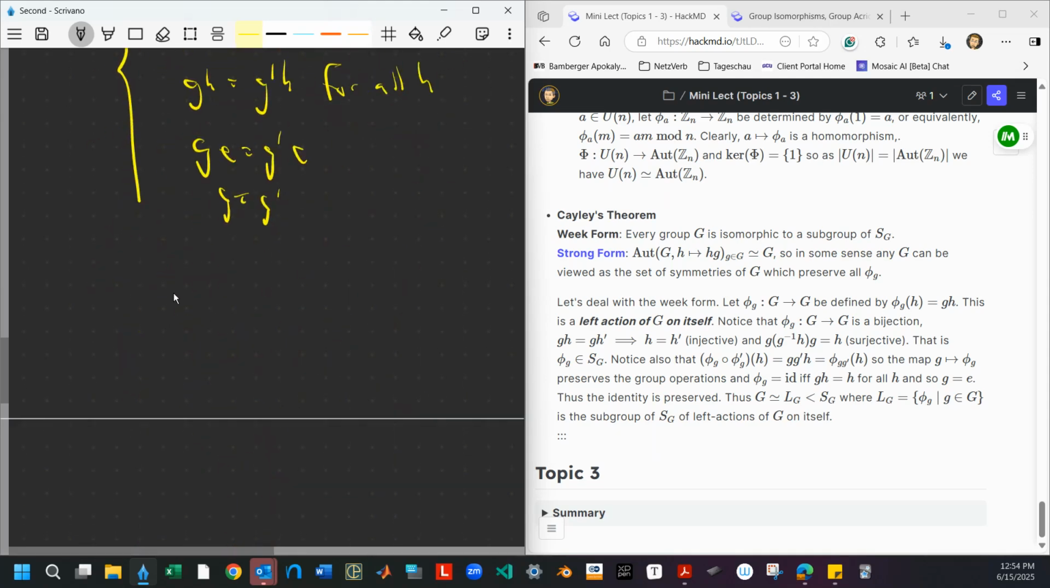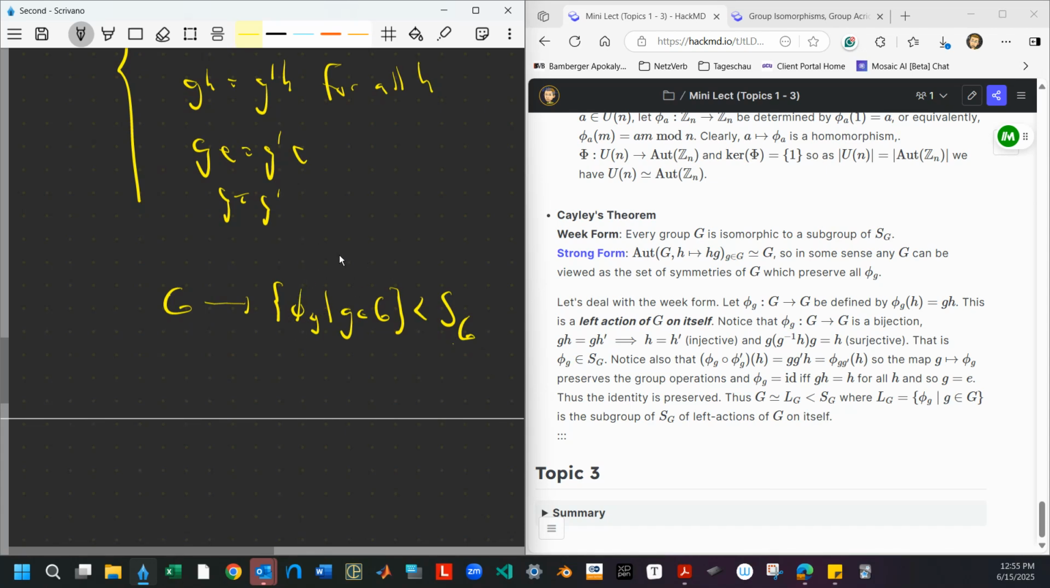But what this tells us is that this mapping, G getting mapped to the set of all phi G, is actually a subgroup of SG. These are the symmetries of G. They're one-to-one onto mappings of G to itself. They're not automorphisms, right? So we're just saying all of the bijections of G with itself. But that is a group. This is a symmetric group over G.